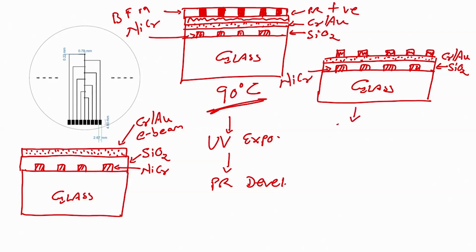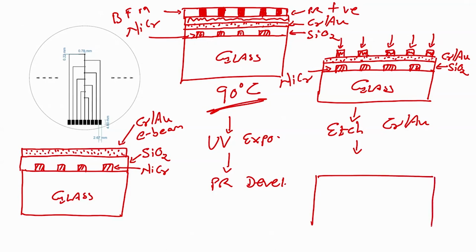Now, what is the next step? Next step would be to etch chrome gold. When you etch chrome and gold, you know how to etch chrome and gold. First you have to etch gold and then chrome, because chrome is at the bottom, gold is at the top. When you etch chrome gold, the area which is protected by the photoresist will be saved, it will not get etched, and the areas which are not protected by photoresist will get etched. So, what will you have?